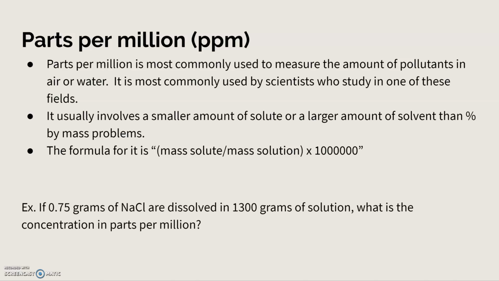For example, if 0.75 grams of NaCl are dissolved in 1,300 grams of solution, what is this concentration in parts per million? We would take the amount of grams of NaCl and divide them by the amount of grams of solution. After this, we would multiply by a million. Our answer ends up being 577 ppm.